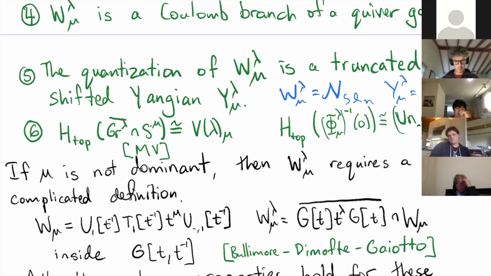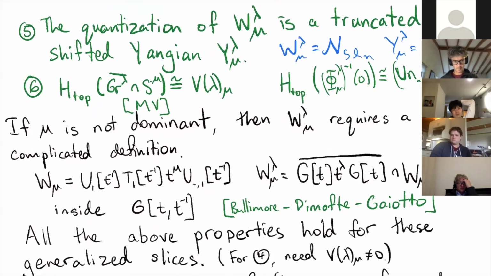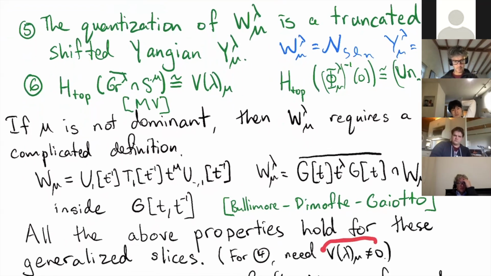And when mu is not dominant, it's not obvious, but not that hard to check, that this agrees with the previous W lambda mu. And for any mu, it has all these good properties which I outlined before. Some of these properties, to exactly make sense of them, you might need to know that mu is actually a weight of V lambda, but some of them not. For example, this last property still works even if mu is not a weight of V lambda.